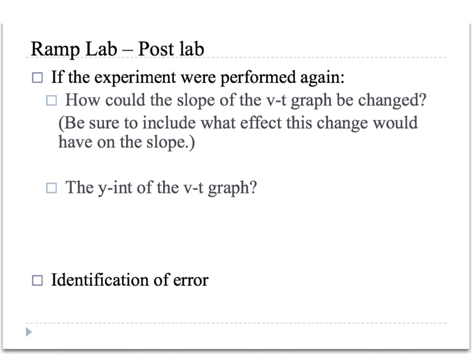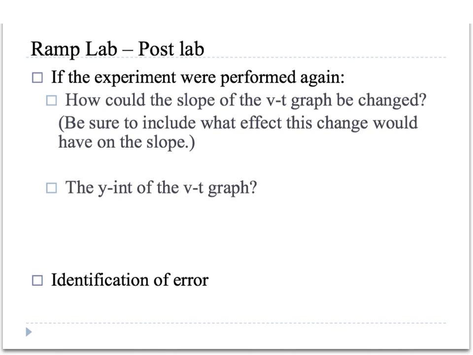If the experiment were performed again, what could you do to change the slope? I'll let you think about that, but we know that the slope is the acceleration, so I'm not going to answer that here. What could you do in the lab that we did to change the acceleration of the car going down the ramp? Make sure that you include what you would do and what effect that would have on the acceleration. You should be able to say, if I do this, it will increase the acceleration or decrease the acceleration. So be specific in your lab report.